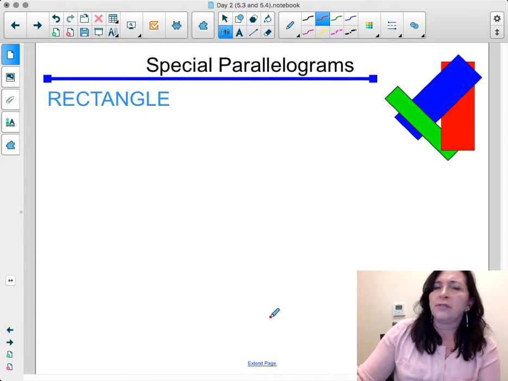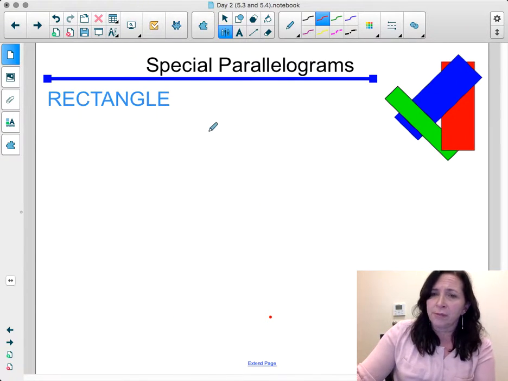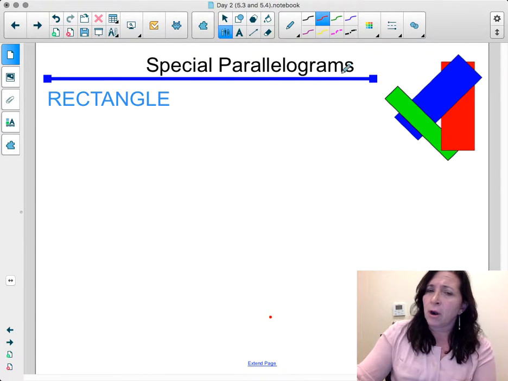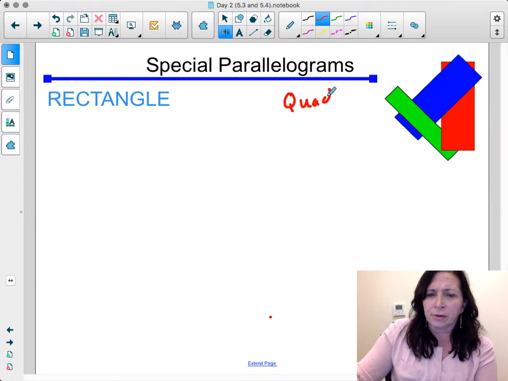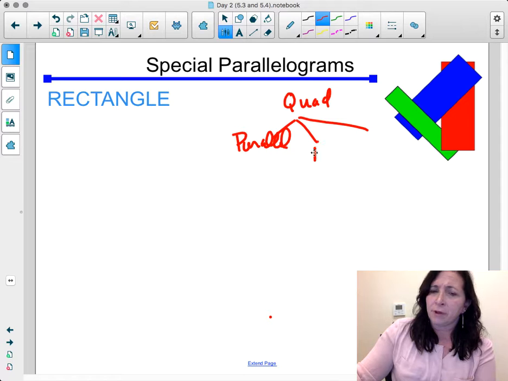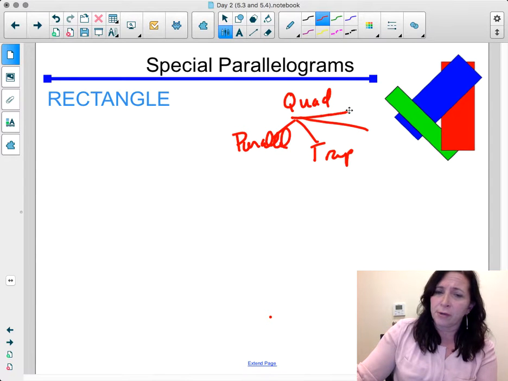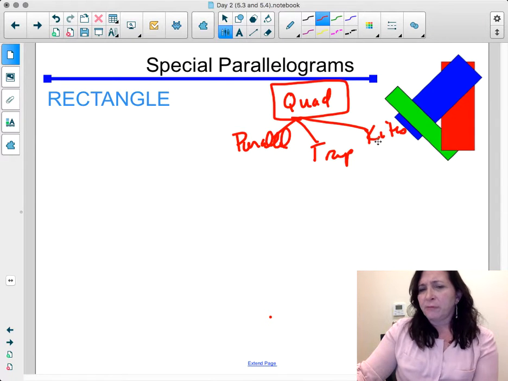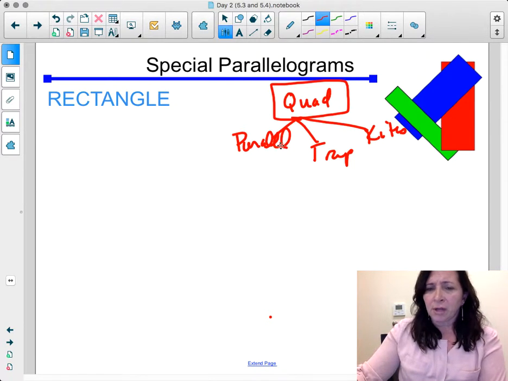So we're going to start talking about special parallelograms because remember our flow chart that we did. We said, okay, we have quadrilaterals. And of quadrilaterals, we have parallelograms. We have trapezoids, which are still quadrilaterals, but not parallelograms. And we have kites, which also have four sides, but are not parallelograms.